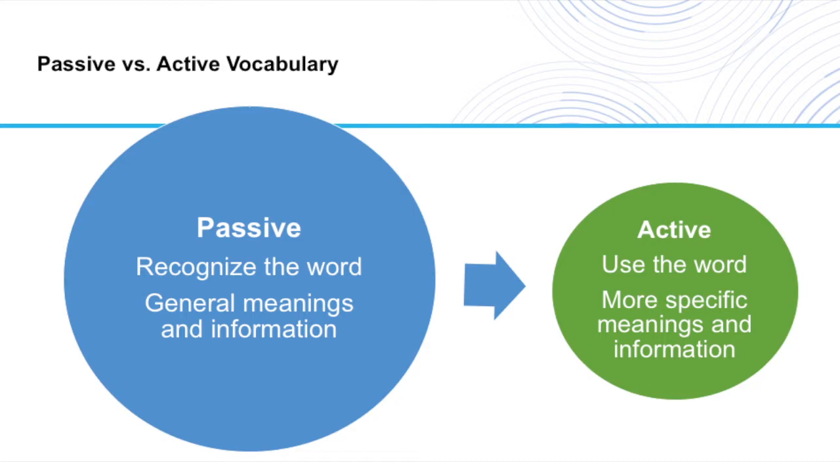Your active vocabulary is words that you are comfortable using when speaking or writing. You have experience with these words. You know information that is more specific and more precise definitions for your active vocabulary. Your passive vocabulary is always larger than your active vocabulary. In other words, you recognize more words than you actively use. So increasing your passive vocabulary is not enough. You must get your passive vocabulary into your active vocabulary.